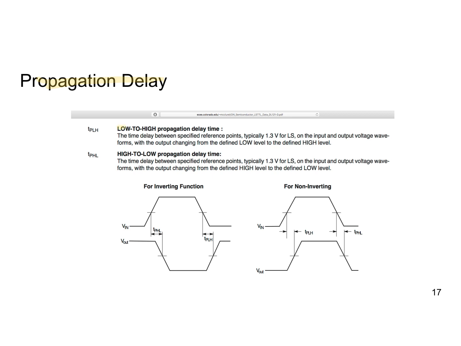TPLH, low to high propagation delay time, is how long it takes for the signal to go from a low to a high. And TPHL, high to low propagation delay time, is how long it takes to go from a high to a low.